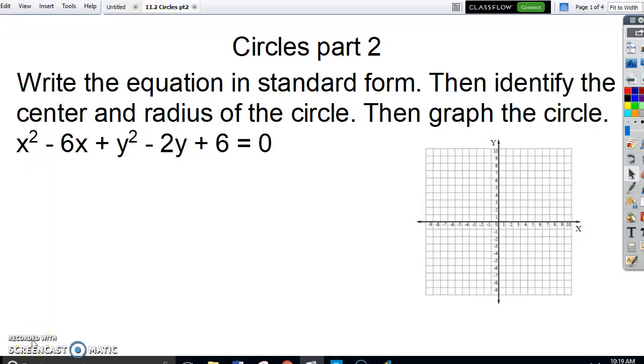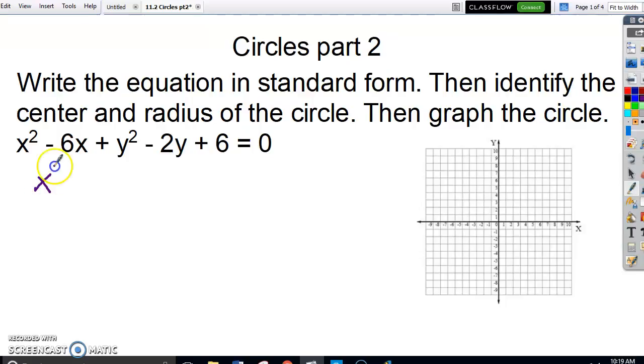Today we're going to learn how to write an equation in standard form and then identify the center and radius and graph it. So first thing we want to do is group together the x's and y's and put all our numbers on the other side of the equal sign. We also want to leave a space so that we can complete the square.